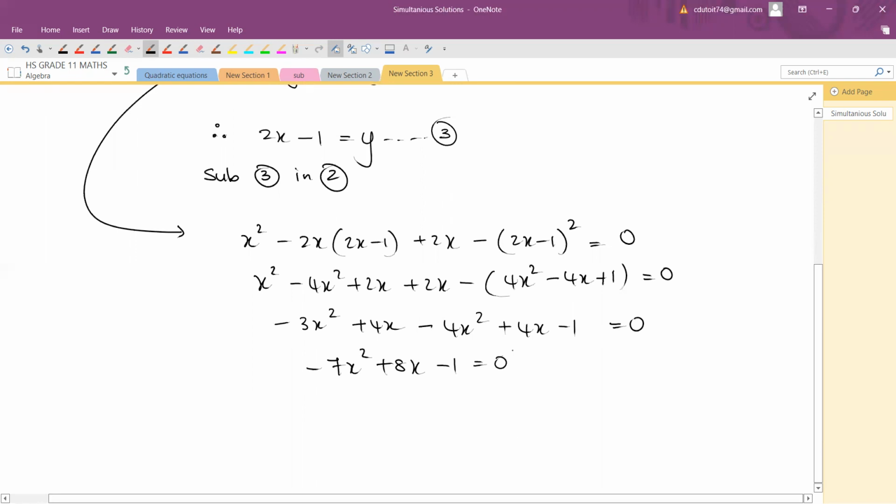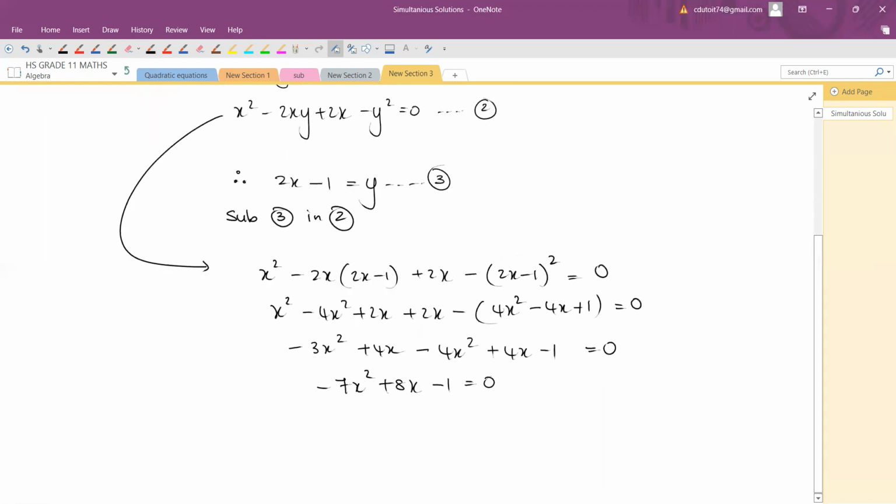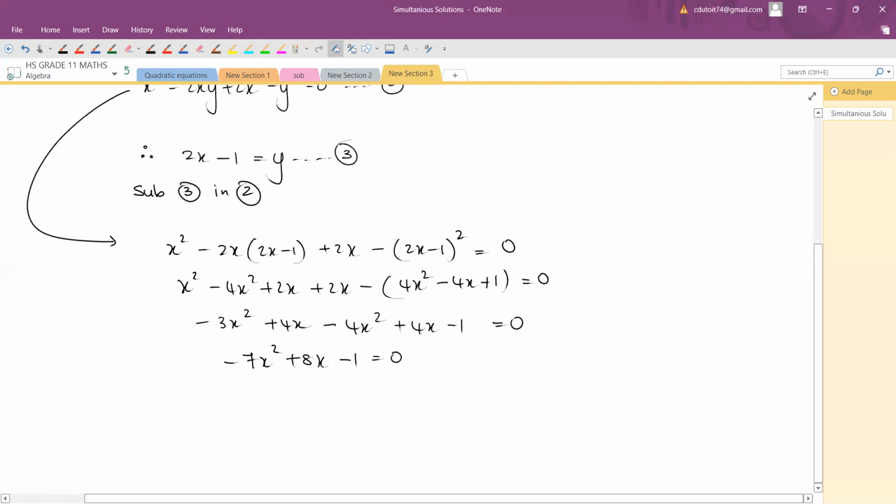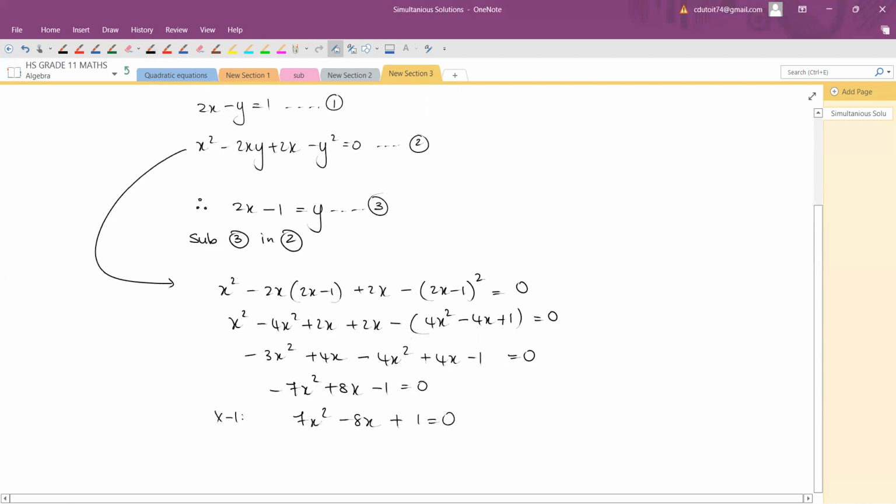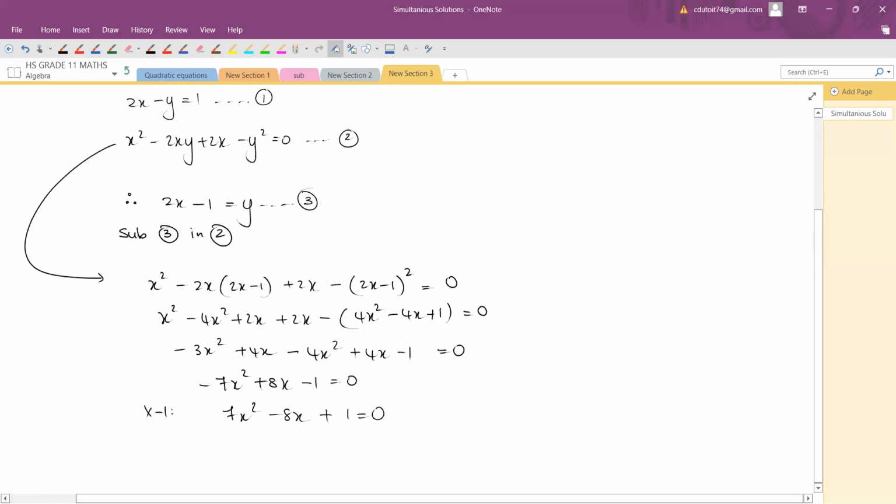And now I can factorize that. I don't know if you always do this, but I always make sure that my quadratic term is positive. So I just multiplied with -1. Then I get 7x squared minus 8x plus 1 is 0. Happy with that? Okay, can you factorize that?